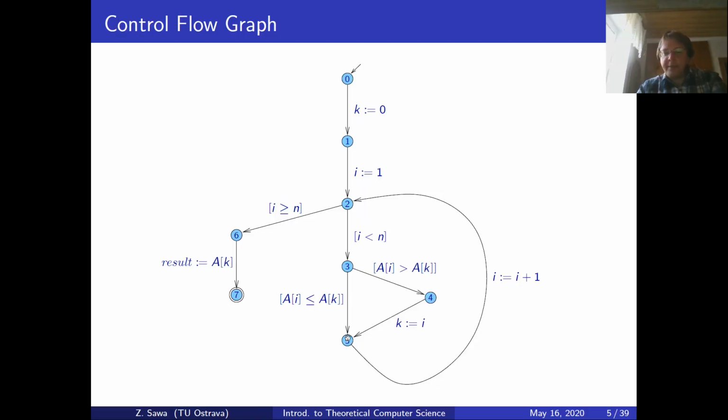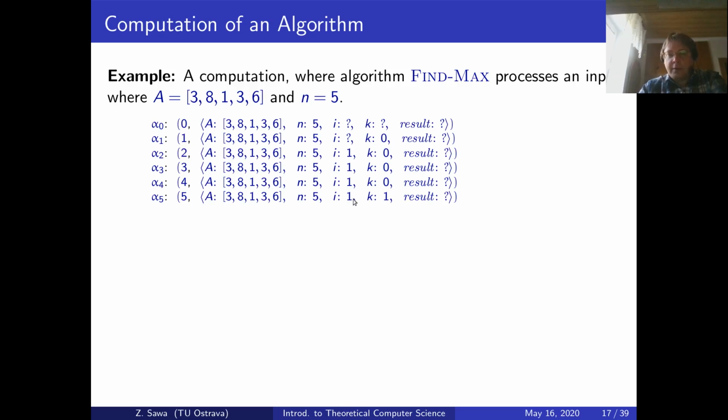And in state 5, this assignment is performed where the new value of I is computed as I plus 1. So the value I plus 1 is assigned as the new value of variable I. The current value of I is 1, so 1 plus 1 is 2, so the new value of I is 2, and the new control state is state 2.